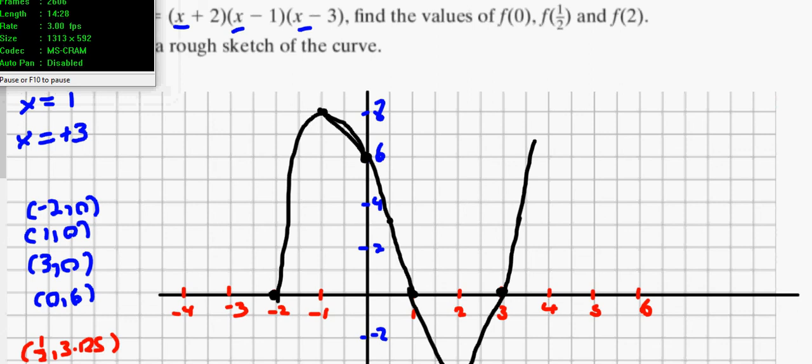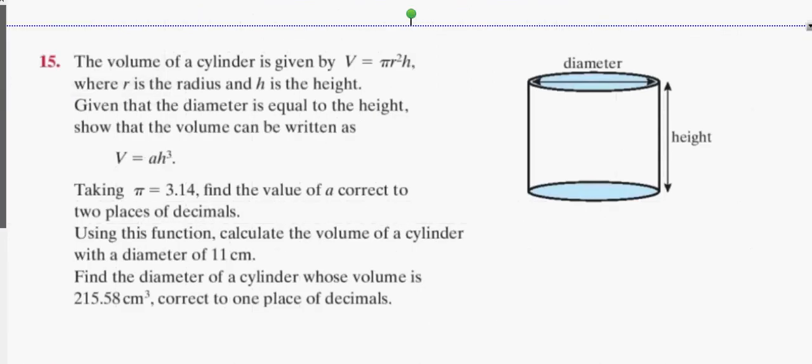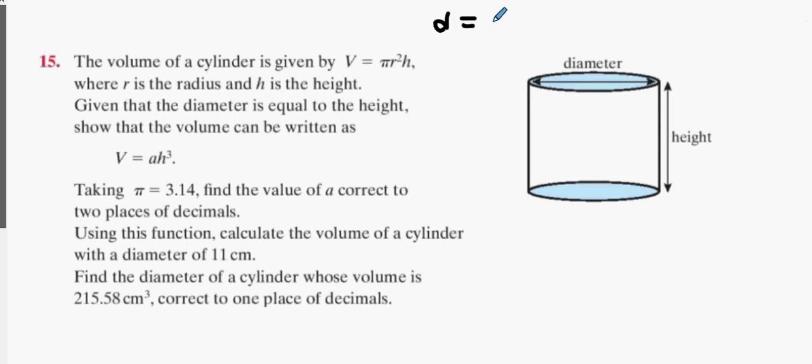Did I give you any other questions for homework? Alright guys, volume of a cylinder is given by the formula pi r squared h, where r is the radius and h is the height. Given the diameter is equal to the height. Alright, that's great. So, diameter, which is equal to 2 times the radius, equals height. This implies that your radius equals, anybody? Height over 2. Everybody cool with that?